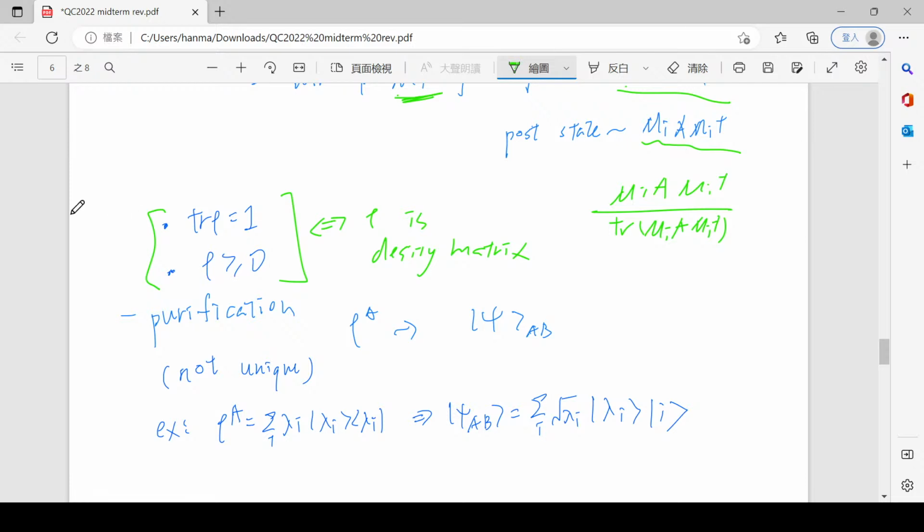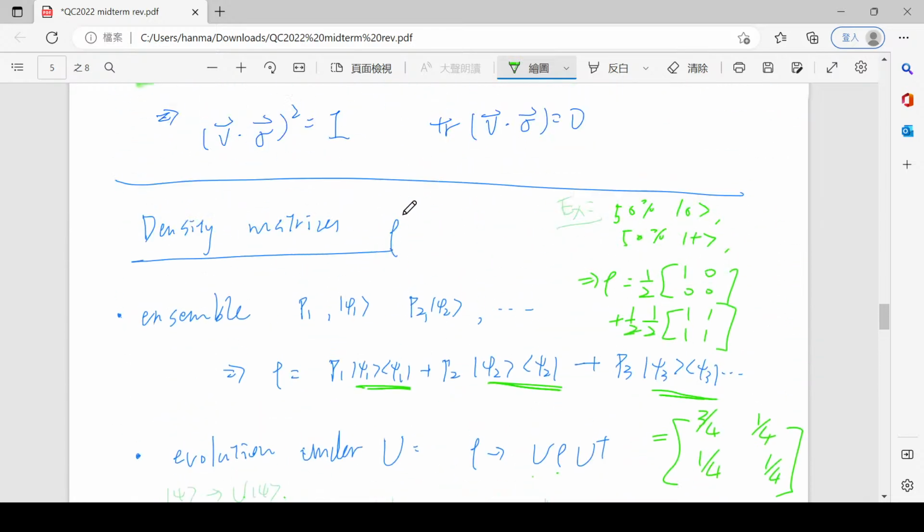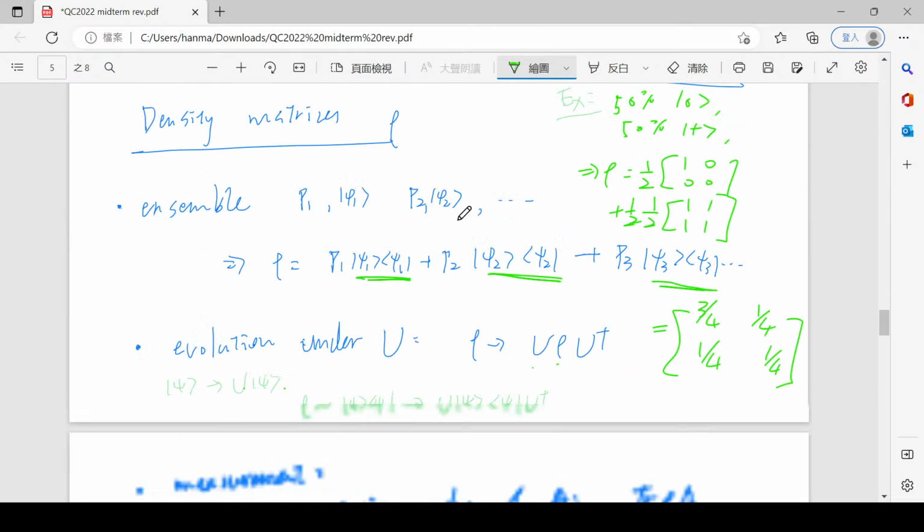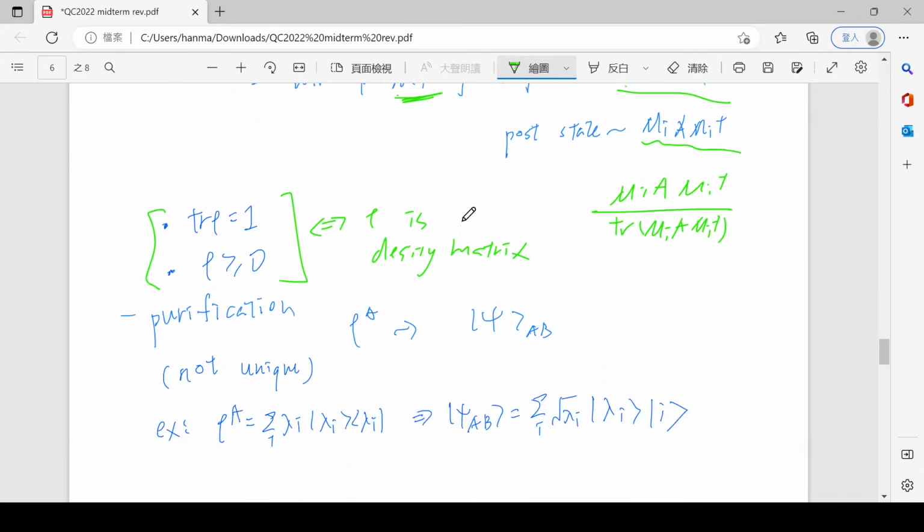Okay, so those are density matrices, and obviously there are calculations you have done in homework, and we'll probably also do them in the midterm.